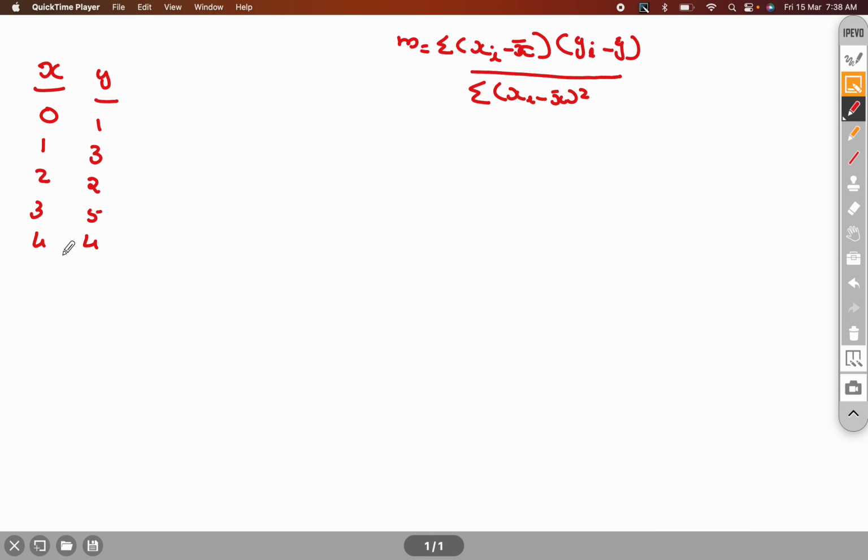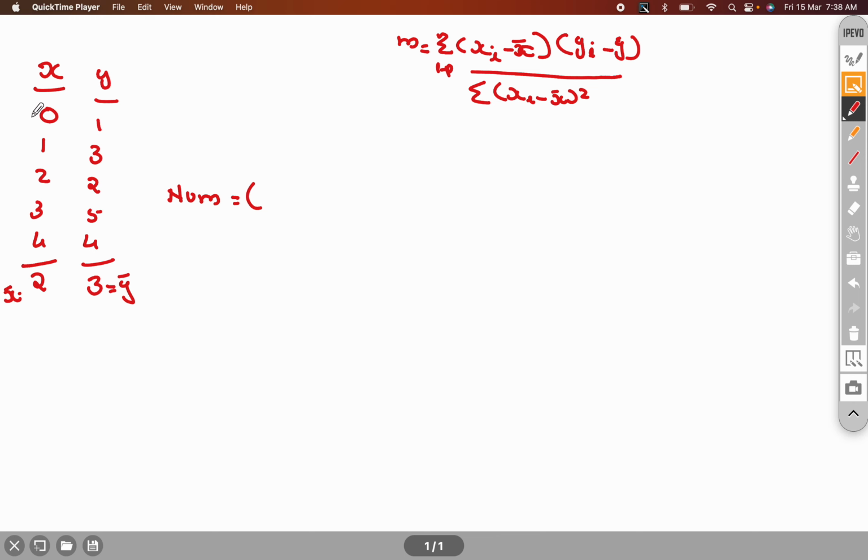Here first we need to find x bar. The sum of x is 10, and 10 divided by 5 is 2. So this is x bar. And y bar here is the sum 1, 3, 2, 5, 4, which is 15, divided by 5, which is 3. This is called y bar and this is our x bar. Now we can calculate the numerator, for i from 1 to n.